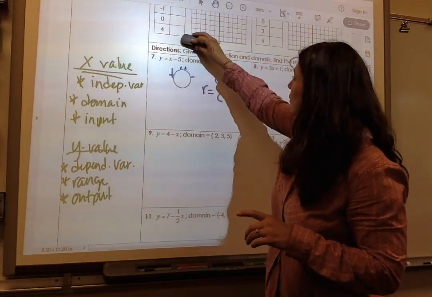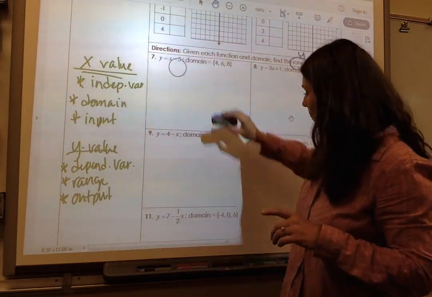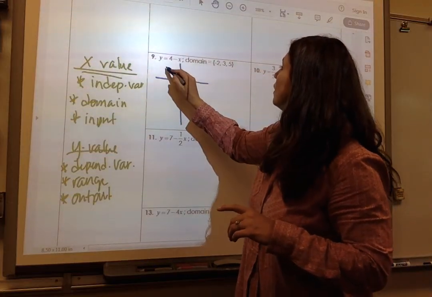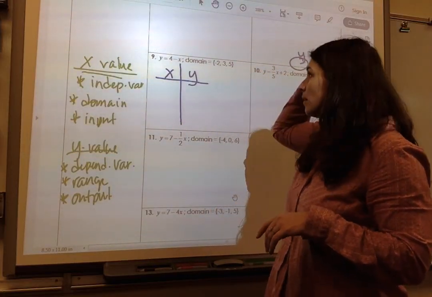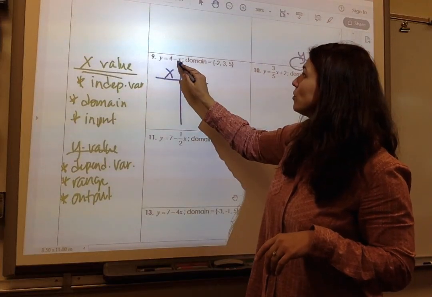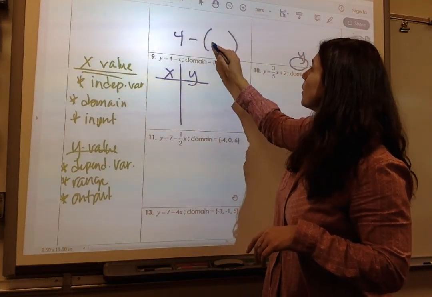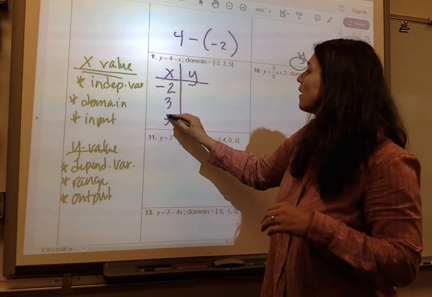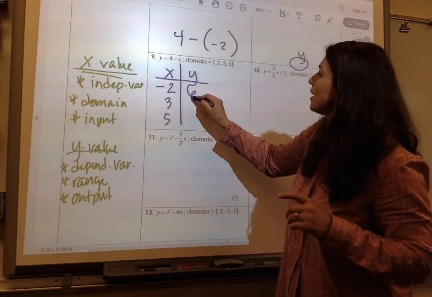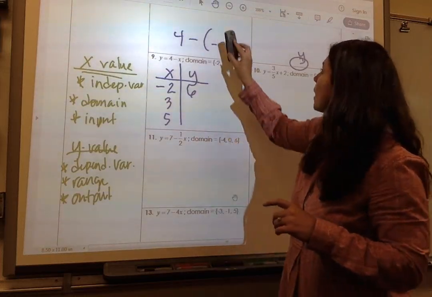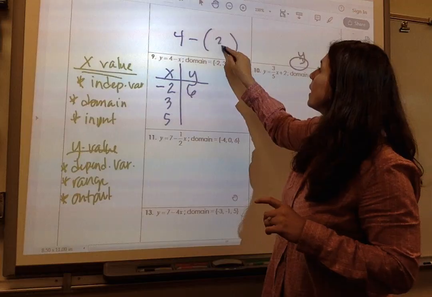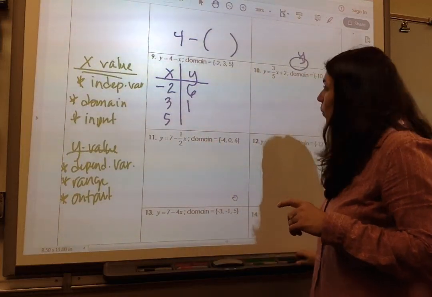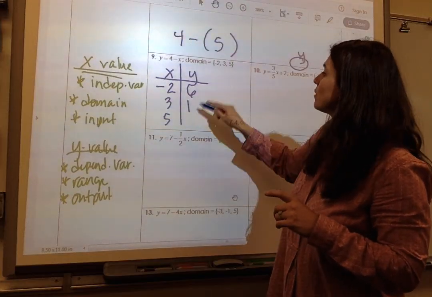So let's take a look at number 9. So I'm going to set up my table. Here's x and here's y. And when x is negative 2, don't look at what you have here. 2 negatives make a positive. So 4 plus 2. So when x is negative 2, 3, 5, that's what I'm looking for. When x is negative 2, y is 6. When x is 3, 4 minus 3 is 1. When x is 5, 4 minus 5 is negative 1.